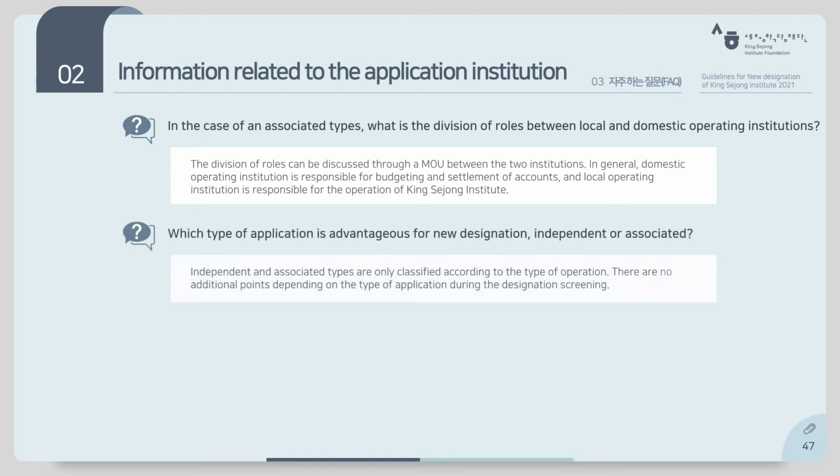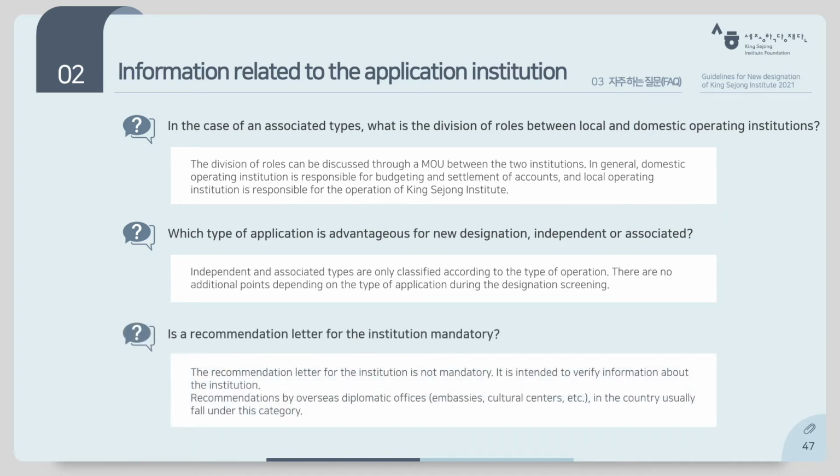Independent and associated types are only classified according to the type of operation of King Sejong Institute. There are no additional points depending on the type of application during the designation screening. In addition, a recommendation letter for the institution is not mandatory for submission. This is intended to verify information about the institution. Normally, the recommendation letter is from the local diplomatic office.